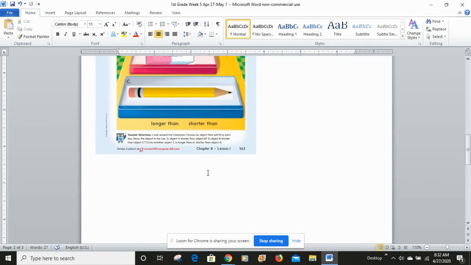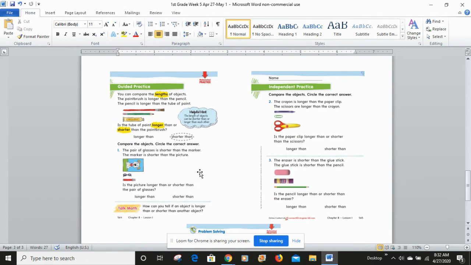Okay? So the rest of this then in your math packet, your guided practice and independent practice, is comparing lengths. It says you can compare the length of objects. The paintbrush is longer than the pencil. The pencil is longer than the tube of paint. And then you come down and see, is the tube of paint longer than or shorter than the paintbrush? So here's the tube of paint. Is it longer or shorter than the paintbrush? And here's the end of the paintbrush. And we would say that the tube of paint is shorter. And we circle that answer right over here.